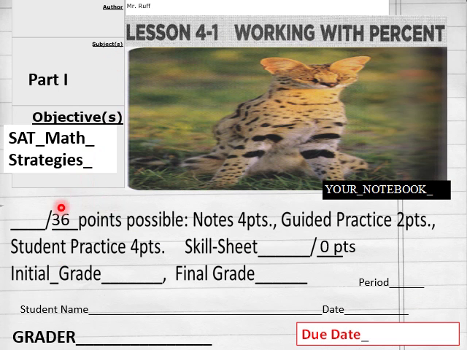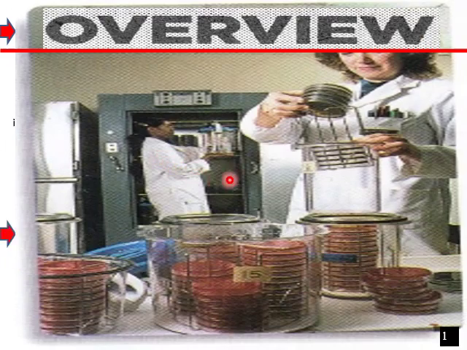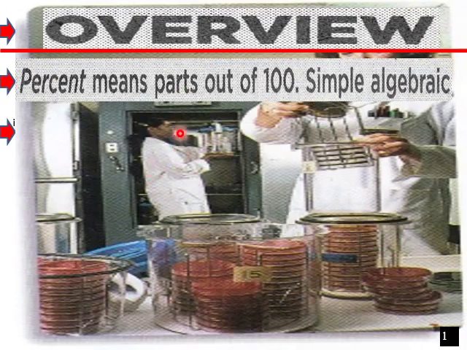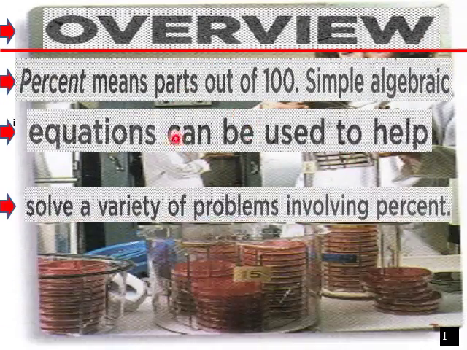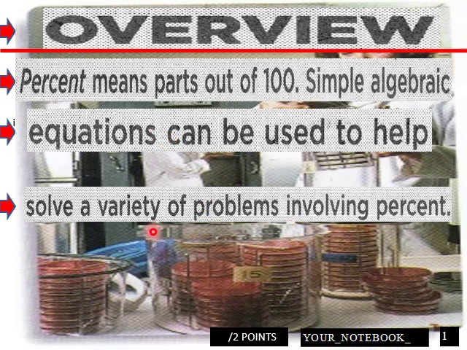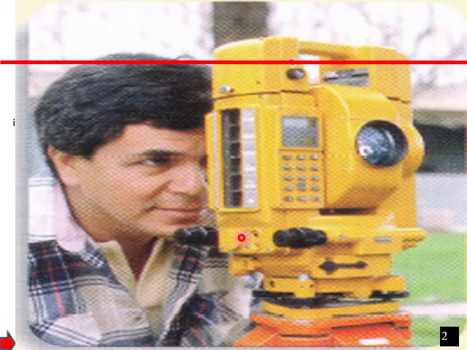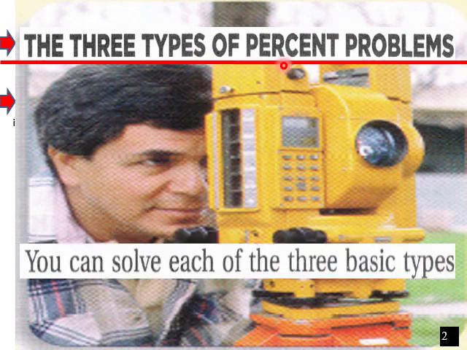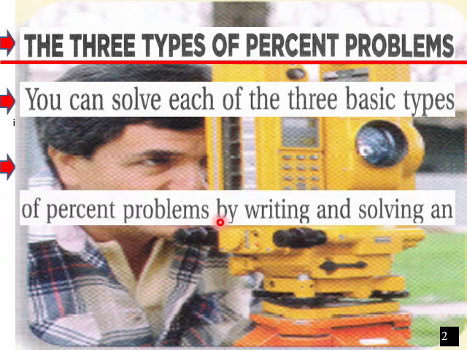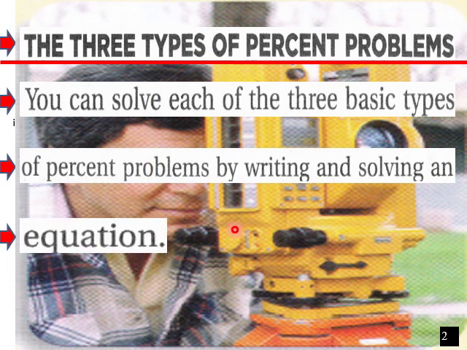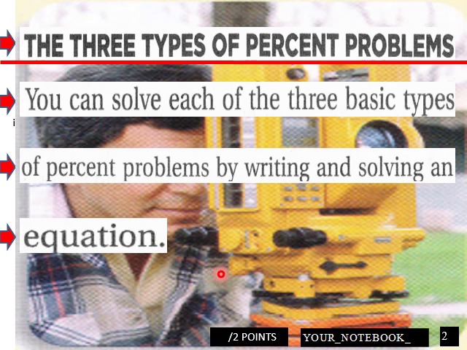Working with percent here, we have 36 points of notes to take. Get out your note-taking guide. And we have an overview of this section. Percent means parts out of 100. Simple algebraic equations can be used to help solve a variety of percent problems. So there are 3 types of percent problems. You can solve each of the 3 basic types of percent problems by writing and solving an equation.